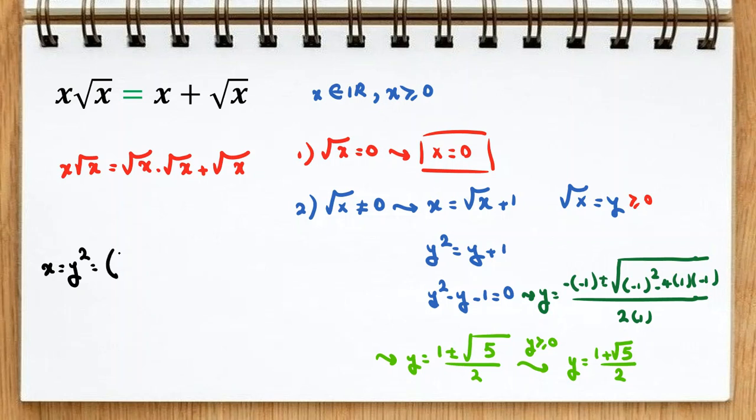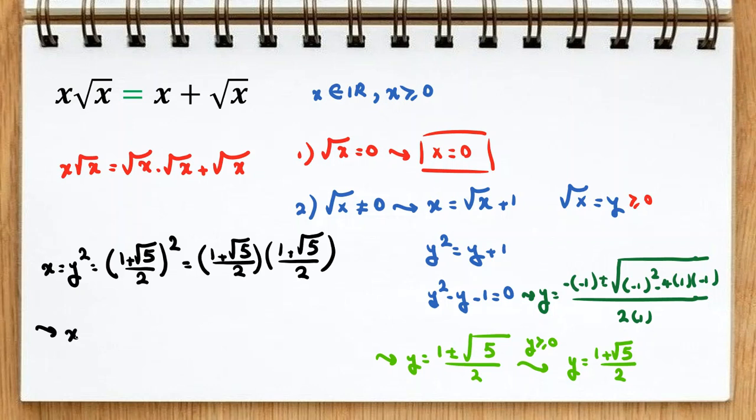equal to 1 plus root 5 squared over 2 squared. Now, okay, if we raise it to the power of 2, if you don't know the formula, you can write it twice. Times 1 plus root 5 over 2.